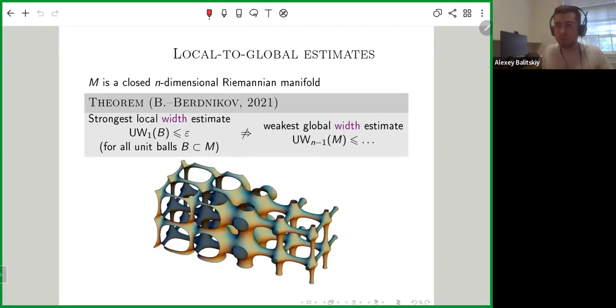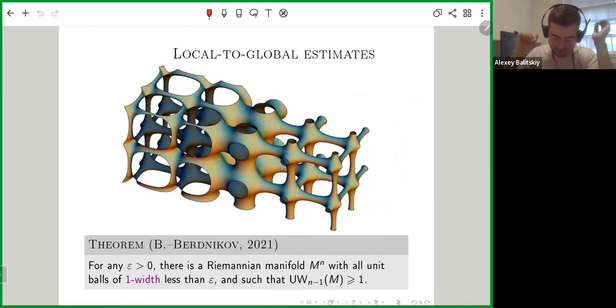So there are manifolds, and here is a picture by my co-author, Sasha Bernikov. There are manifolds which are locally approximately one-dimensional, but globally they have complete dimension. They cannot be approximated by anything lower dimensional. Let's take a look at this picture. Maybe I don't want to spend much time on it, but that's a very cool example, which I think is very counterintuitive.